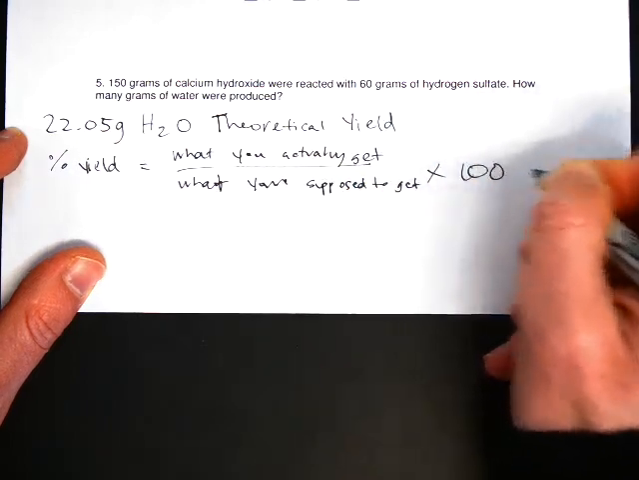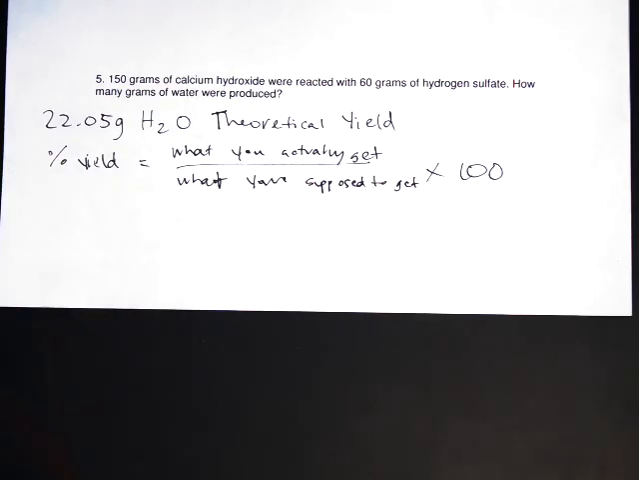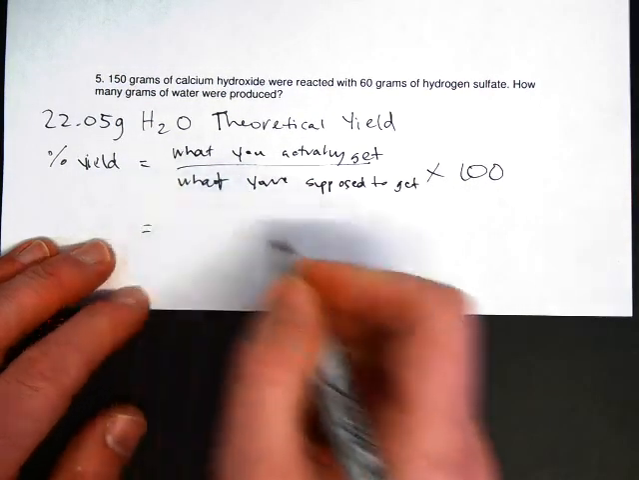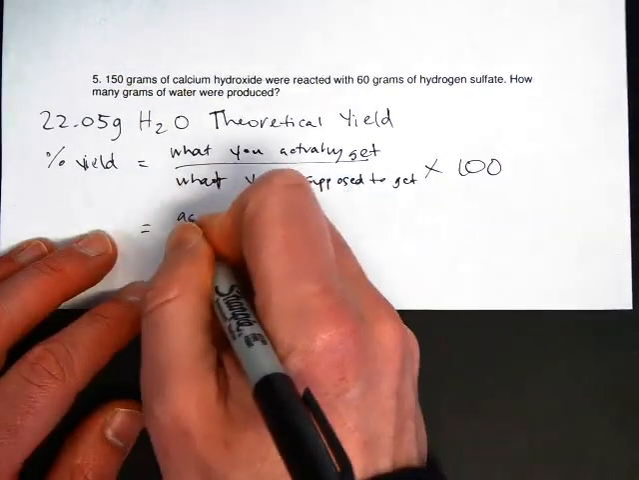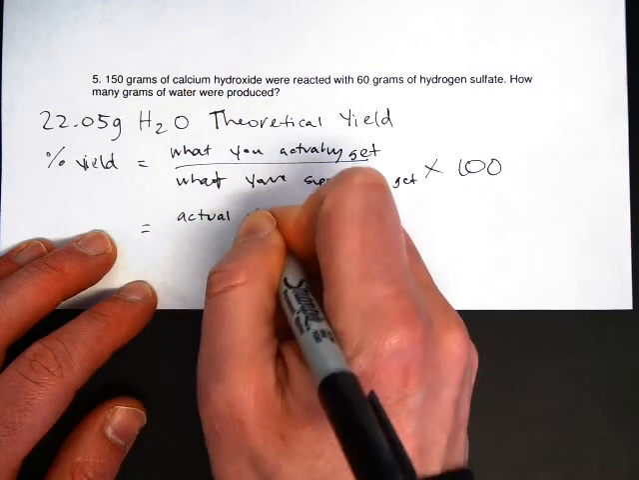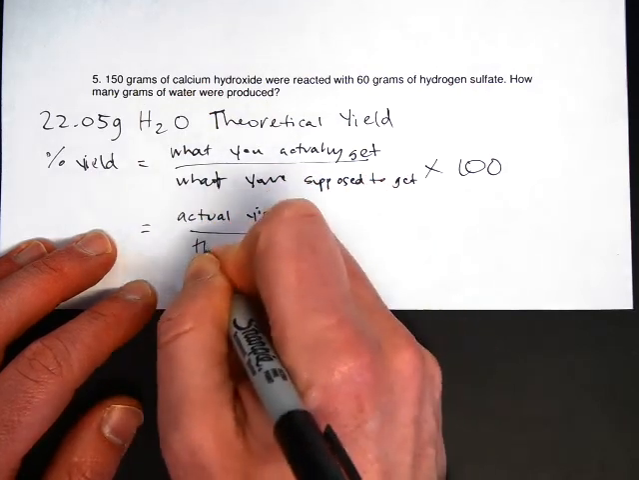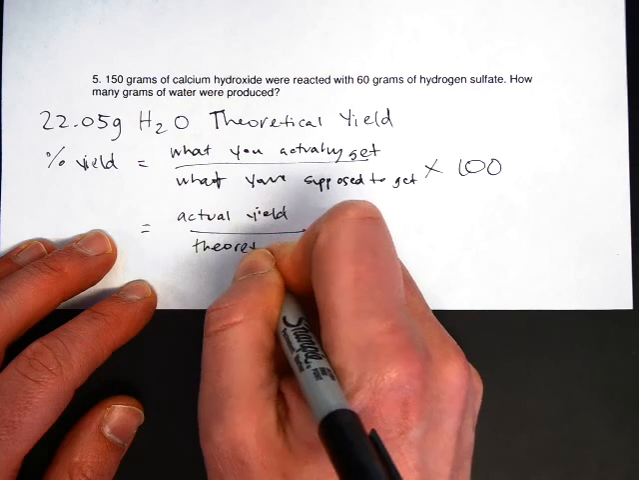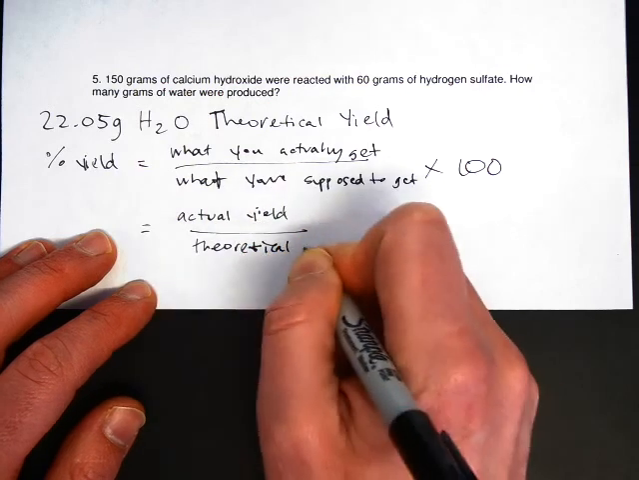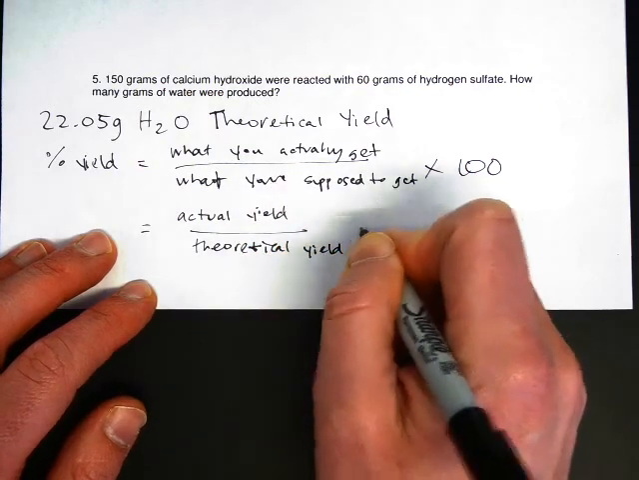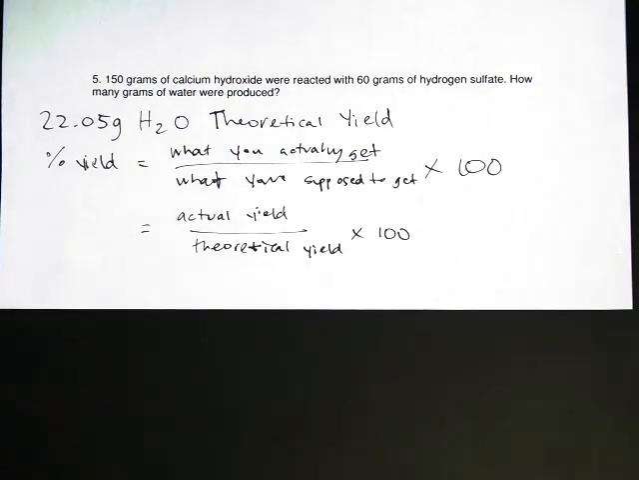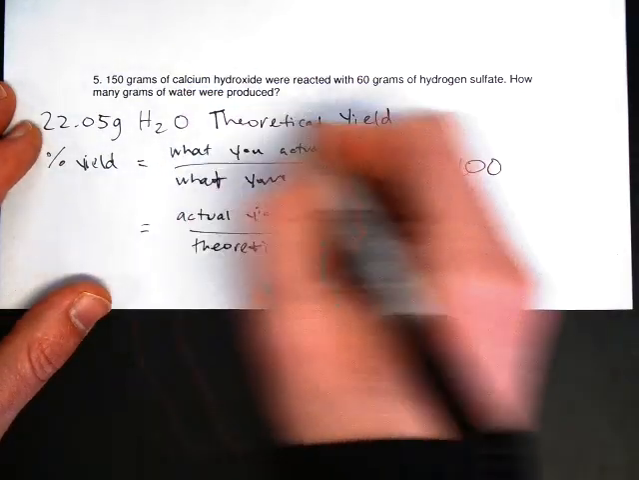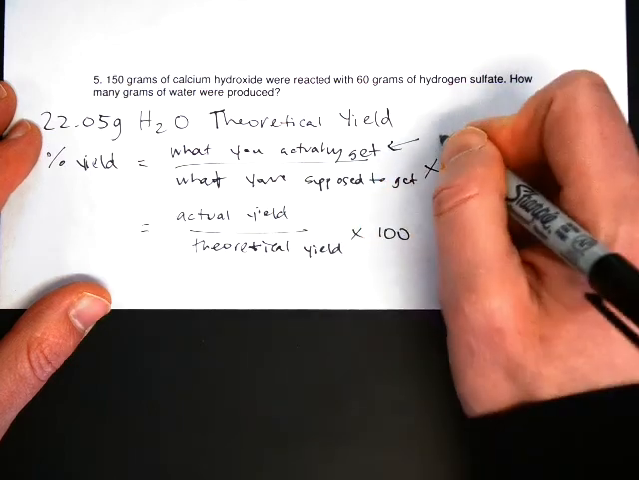Multiply the whole thing by 100. Another way of saying it, if you want the definitions, it would be your actual yield divided by your theoretical yield. If you're doing a word problem or a problem like all the ones you've done on paper, then this number, the what you should get, that has to be given to you.